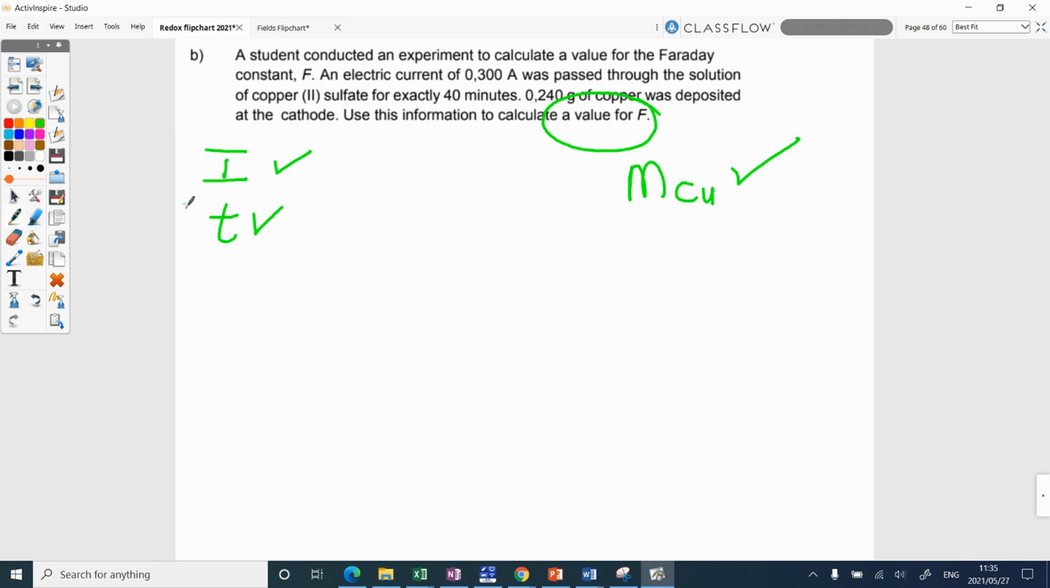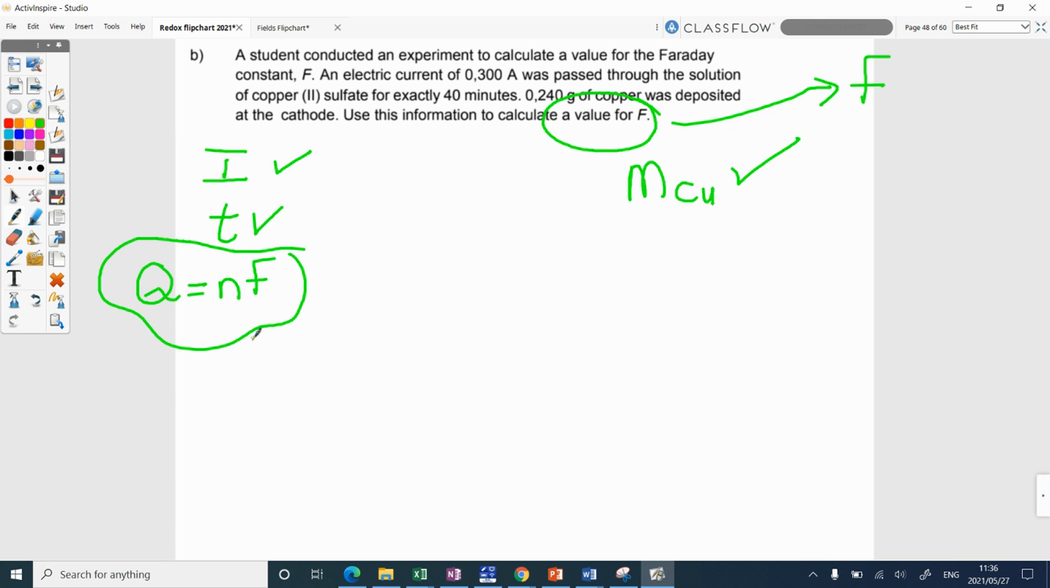So can I this time start with the current and the time, can I start with getting moles of electrons? Although I have the current and the time, I can't work out the moles of electrons because I already know what was formed. Whenever you get the mass of the chemicals, 99% of the time that's where you're going to start. So this time they're asking us for F. So you are going to end up using the equation Q equals nF. You need to end up using it because you need to figure out what F is.